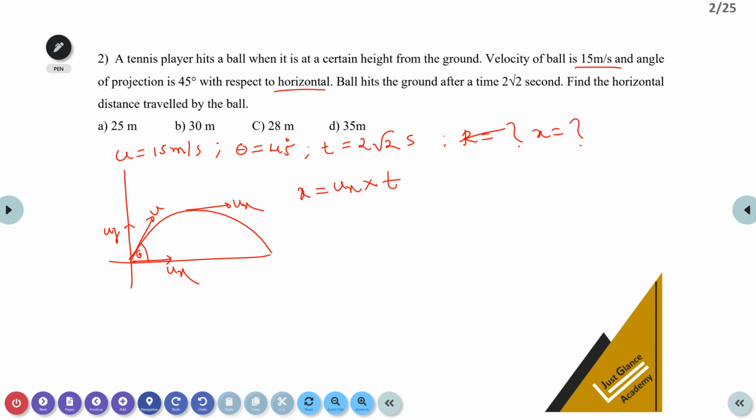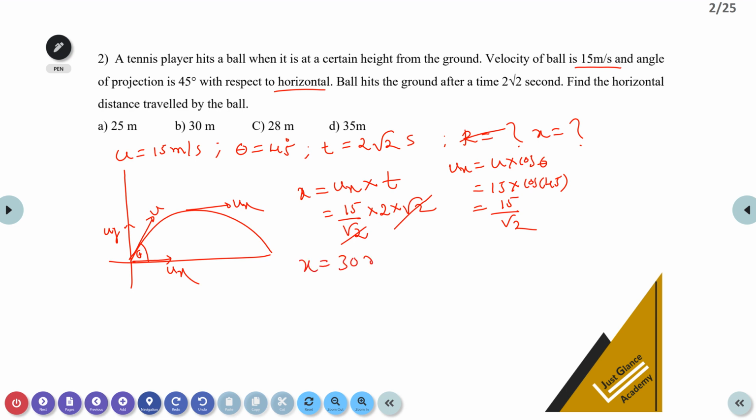Simple. What is the value of ux? ux is equal to u cos theta. What is the value of u? It is 15. Cos of what? 45. What is cos 45? It is 1 by root 2. So this is equal to 15 by root 2 into root 2. Root 2 and root 2 get cancelled.